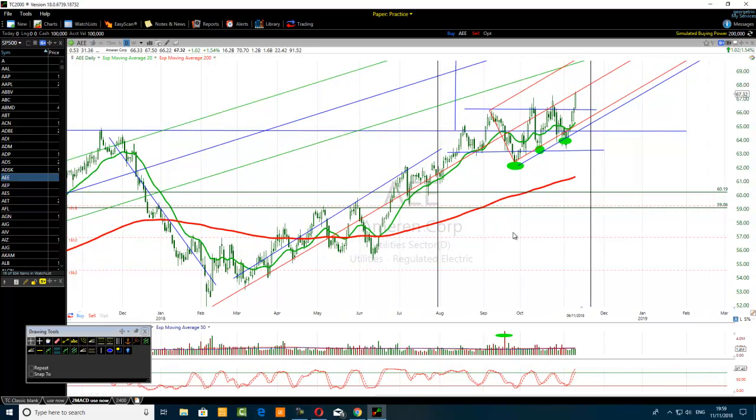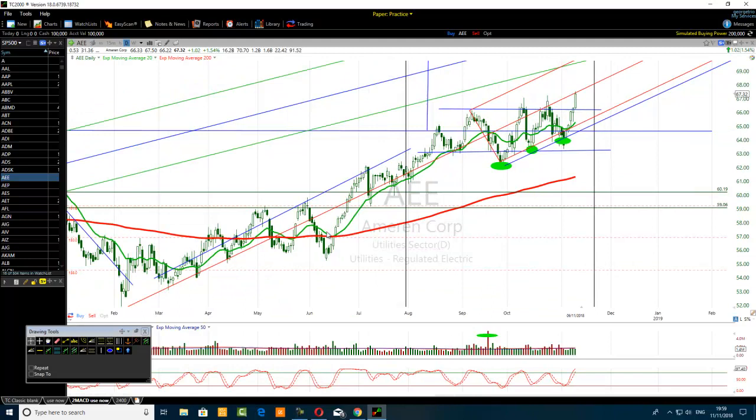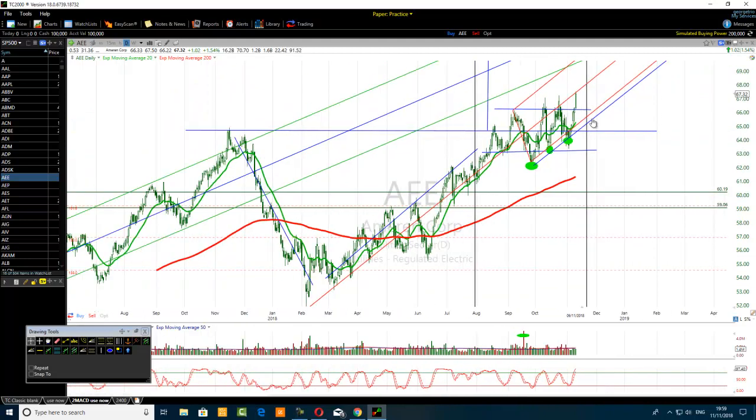See, by placing that pitchfork tool, you can see now the price is retesting the median line of that pitchfork tool. So a lot of traders may say to me, it's at a resistance zone on the median line. Good, that's true.